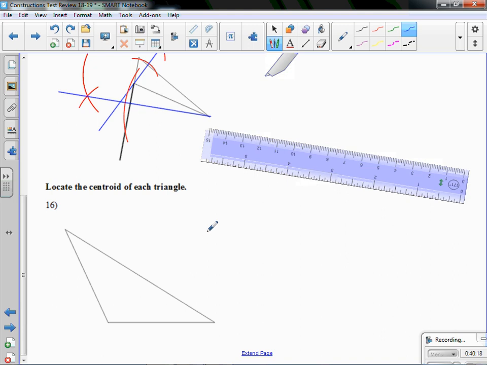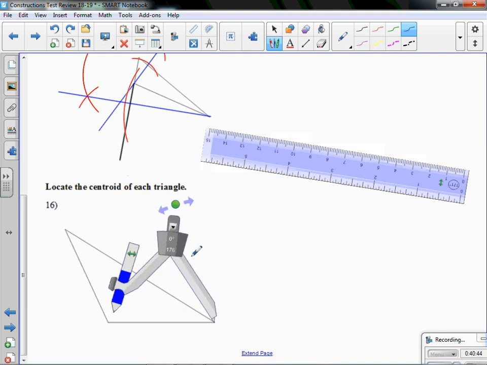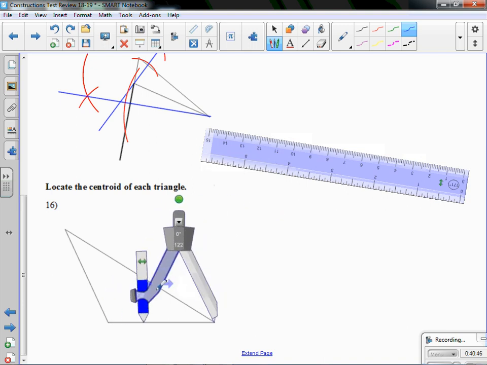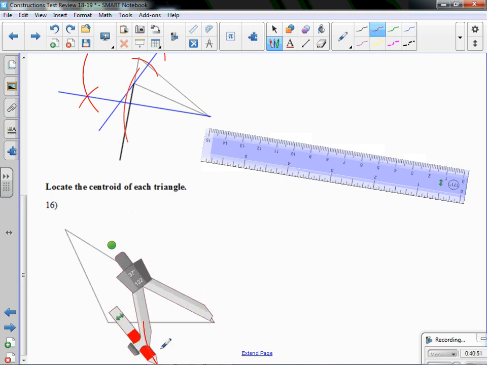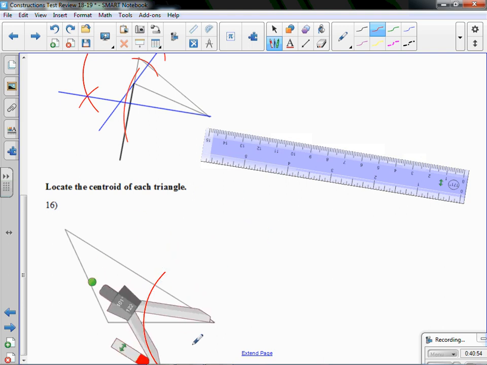And lastly, the centroid of the triangle is the intersecting point of all the medians. So we have to use the process for the perpendicular bisector to find the midpoint, because we're going to go from the vertex to a midpoint. So find the midpoint of the side to start off with. So take our compass, make sure that the compass is wider than half the distance from endpoint to endpoint, and make an arc, like so.